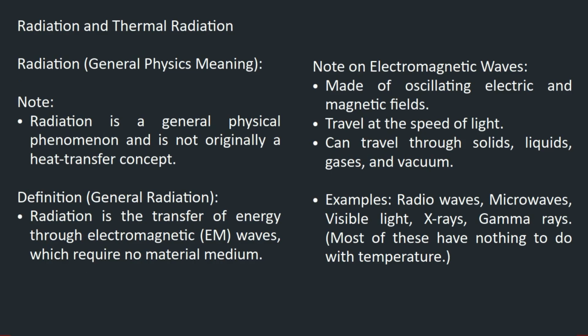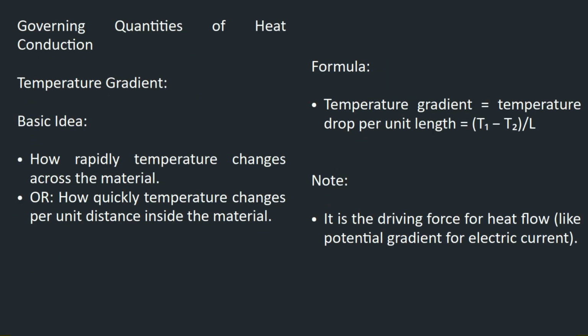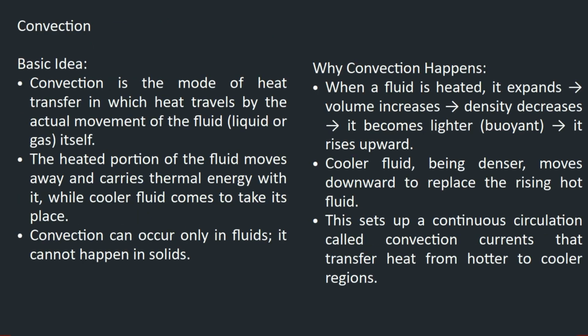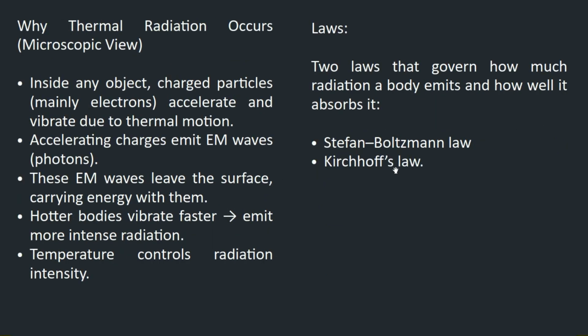Anyways, till now we looked into the three modes of heat transfer: conduction, convection, and radiation. All three are quite simple and straightforward. Here and there you have an extra bit of concept, like thermal resistance, heat current, temperature gradient, and so on. Then you have convection, nothing much over there, and you have radiation. Here too there is nothing much. Actually, there is one more law, but it's not that hard. Yes, so you can have a look.